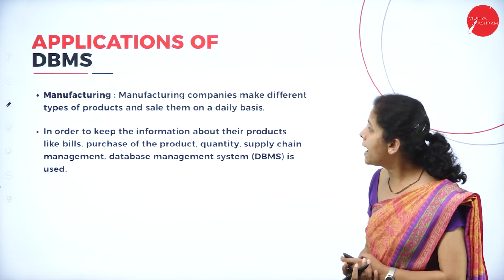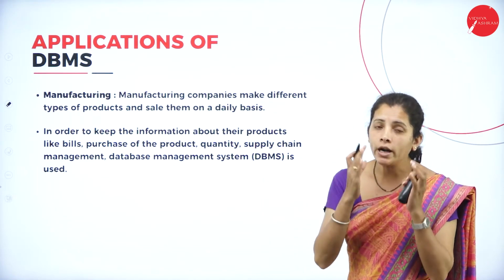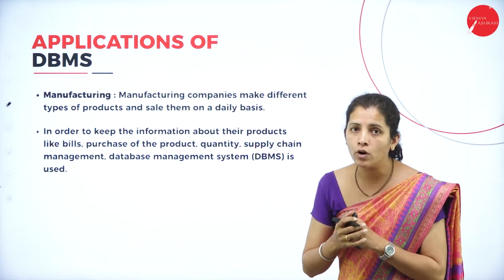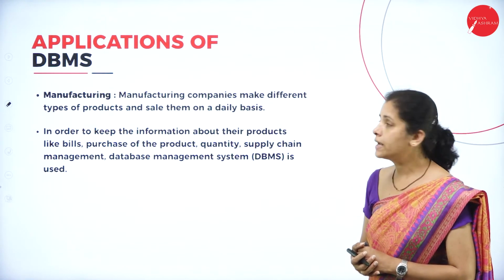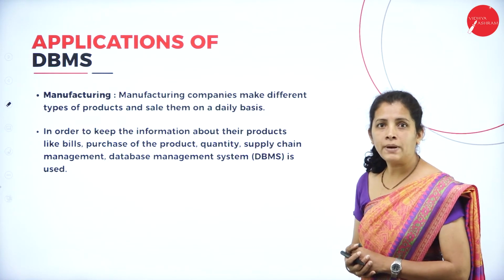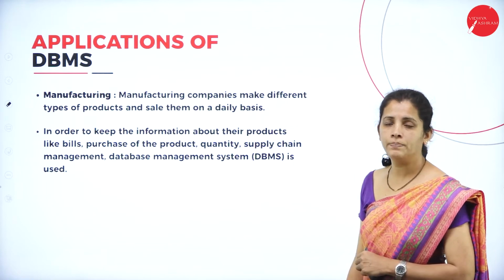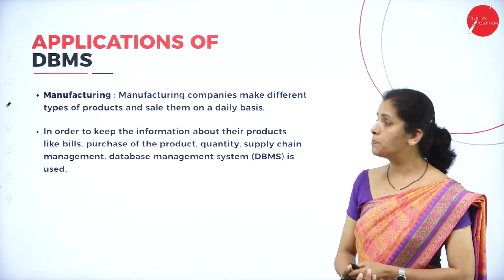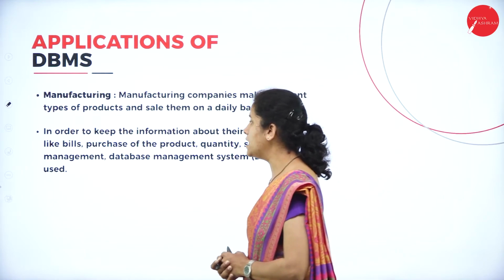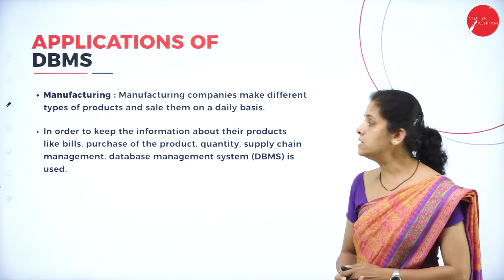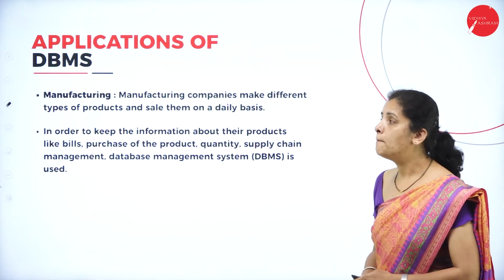Now, if I consider manufacturing companies, to keep track of all the product information, the quantity of the product, the price of the product, all those things are stored under the database management system. So here, if I consider manufacturing companies, to keep track of sales details, we are going to use a database management system. In order to keep information about their products, purchase of the product, billing, quantity, as well as supply chain management, we are going to use a database management system. These are some of the applications of database management systems with respect to manufacturing.